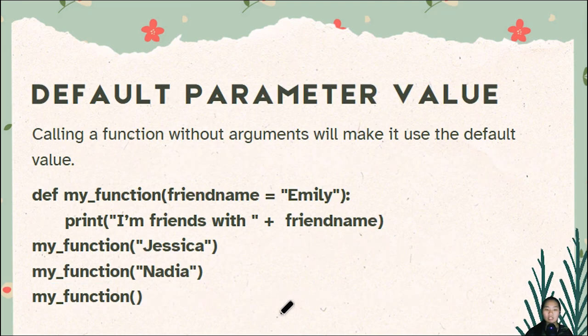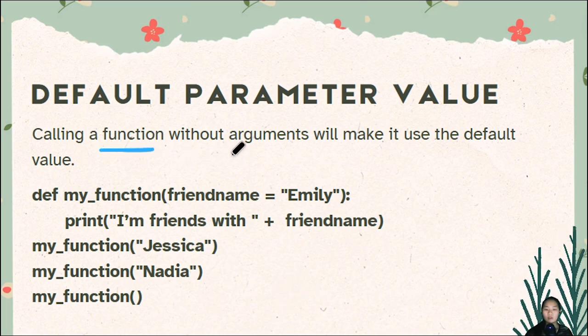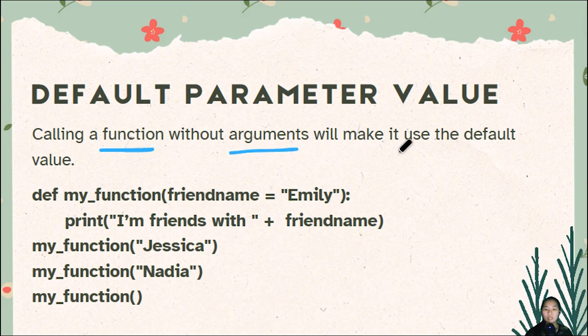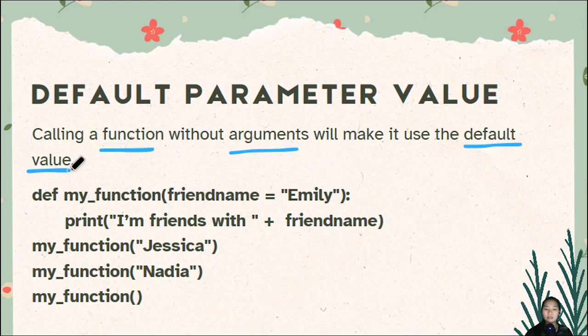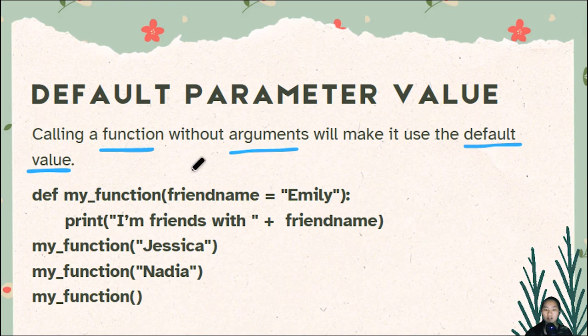Okay, let's move on to the next part, default parameter value. What does this mean? If you call a function without arguments, it will make use of the default value. I will demonstrate this to you. A default value is not a built-in value. It is something that you set for yourself. Over here, the default value of friend name is Emily.